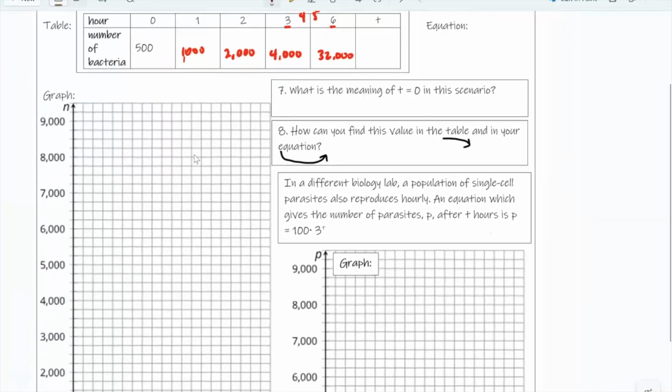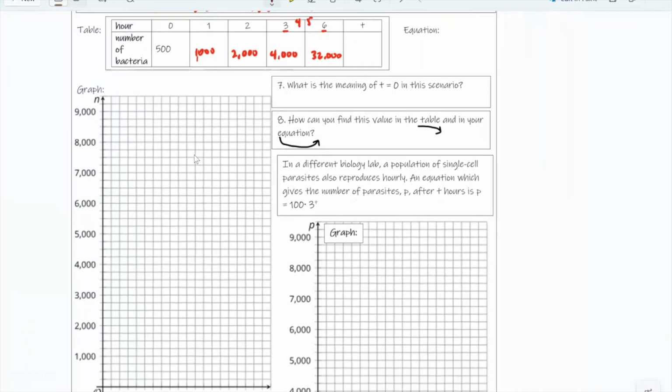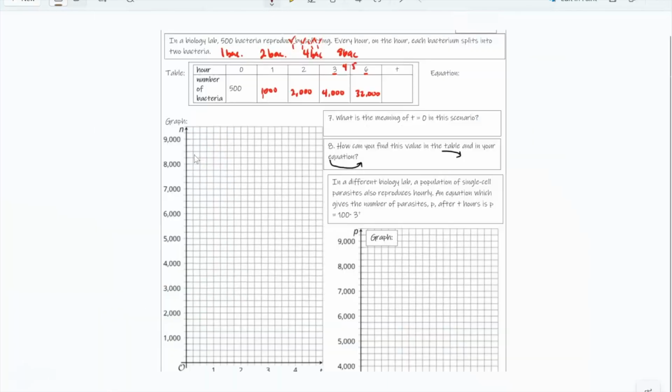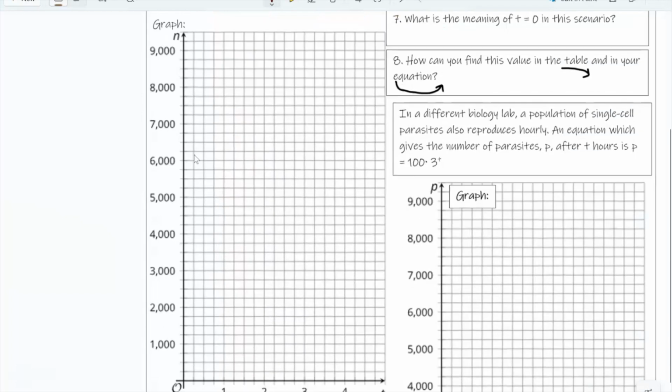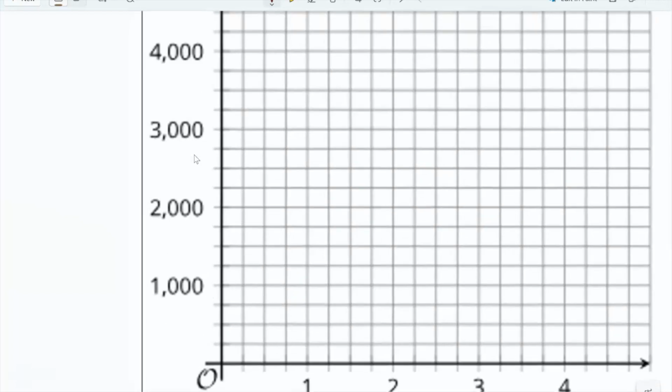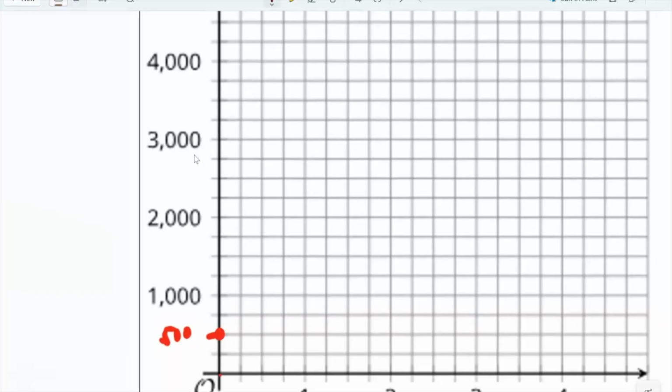So let's go ahead and plot this. So in hour 0, I should have 500. So these are hours on the bottom. In case you don't have that, these are hours on the bottom. At hour 0, I should have 500. So if you look at that, this is 1,000, half of it is here, right? That's going to be 500. So half of 1,000 is 500. So at hour 0, that's where I'm going to start.